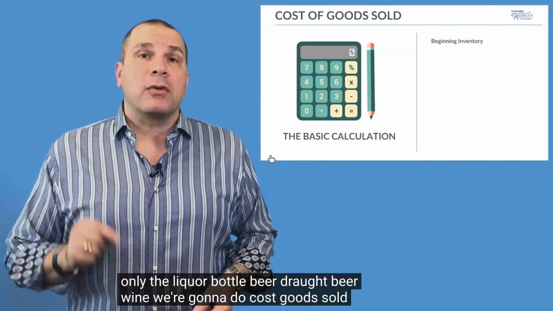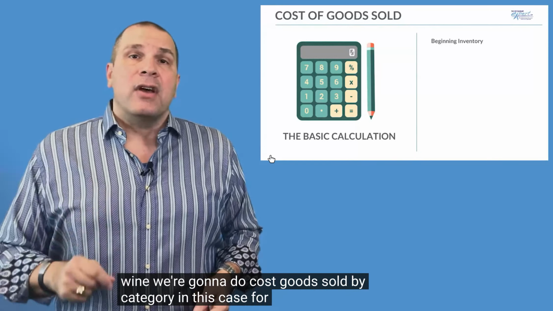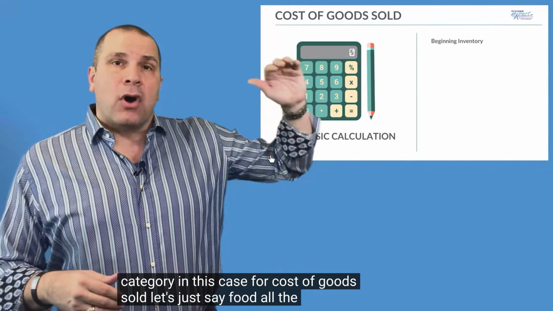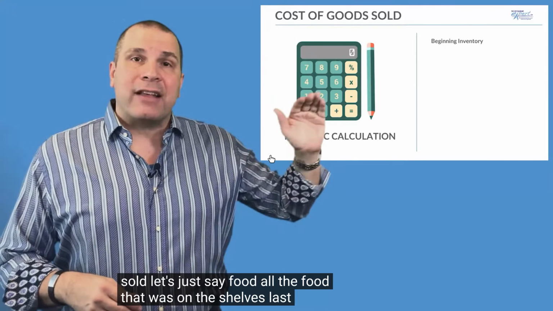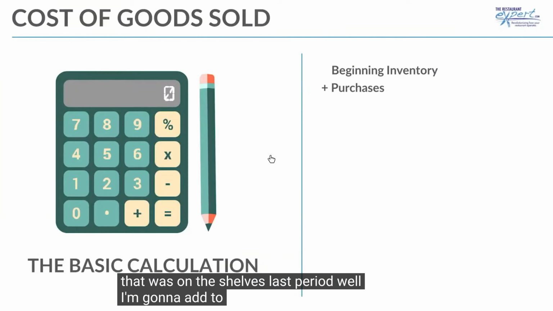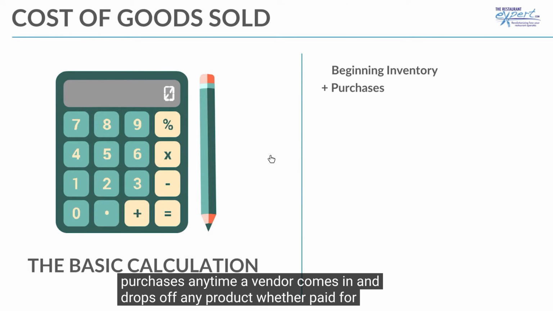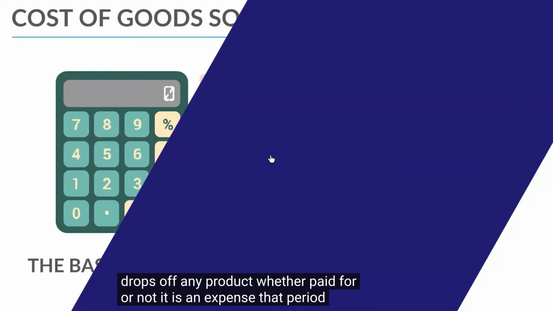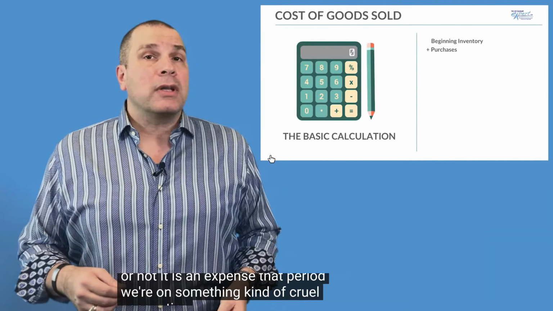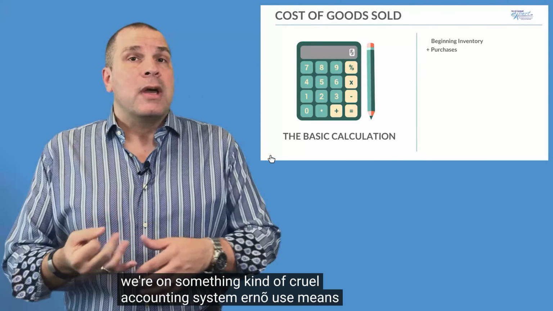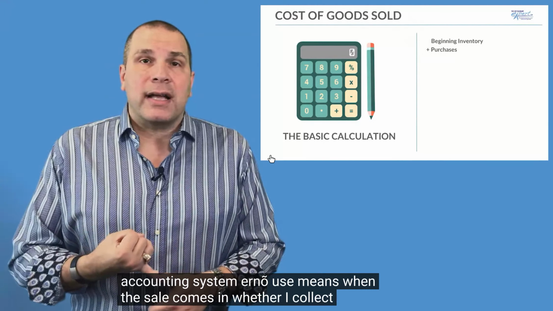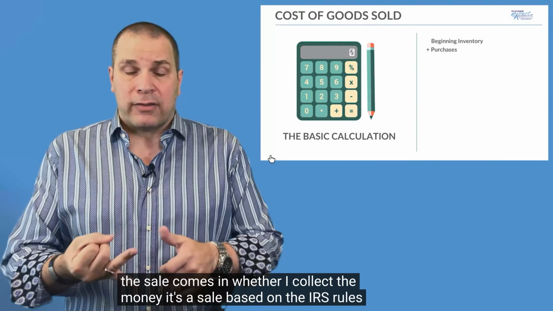We're going to do cost of goods sold by category. In this case, for cost of goods sold, let's just say food, all the food that was on the shelves last period. Well, I'm going to add to that all of my purchases. Anytime a vendor comes in and drops off any product, whether paid for or not, it is an expense that period. We're on an accrual accounting system, earned. It means when the sale comes in, whether I collect the money, it's a sale based on the IRS rules.